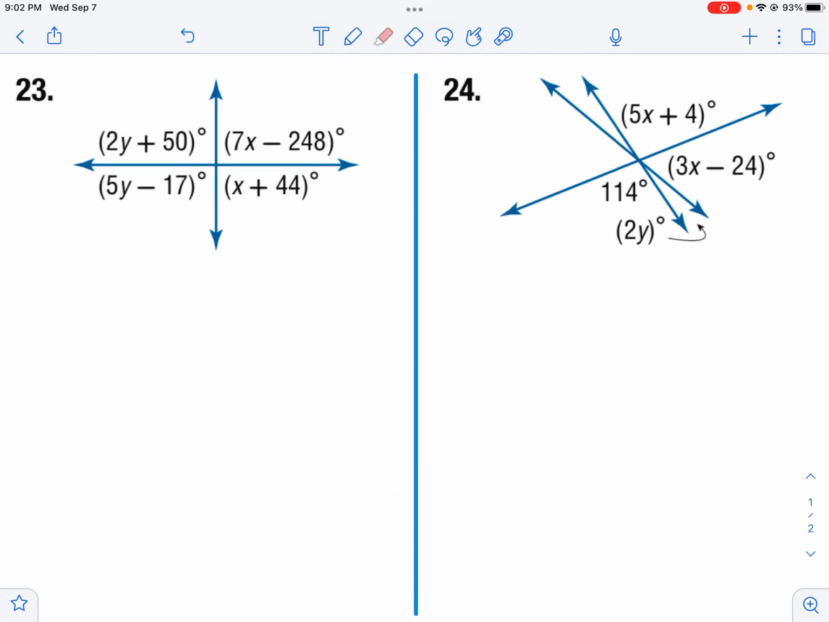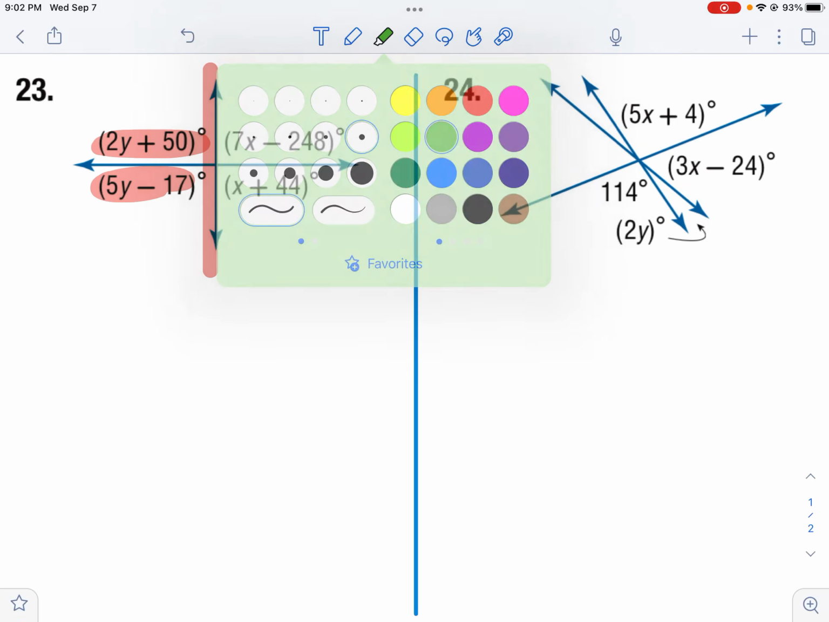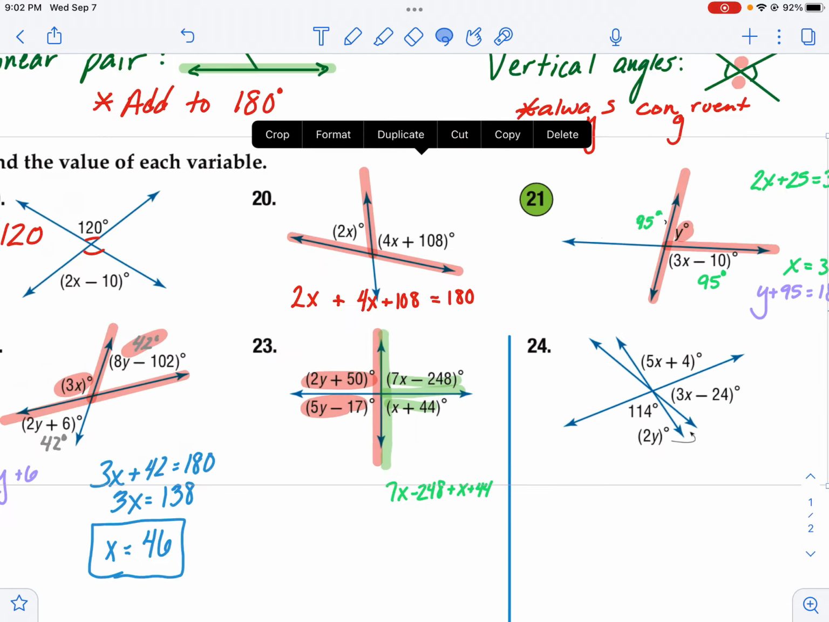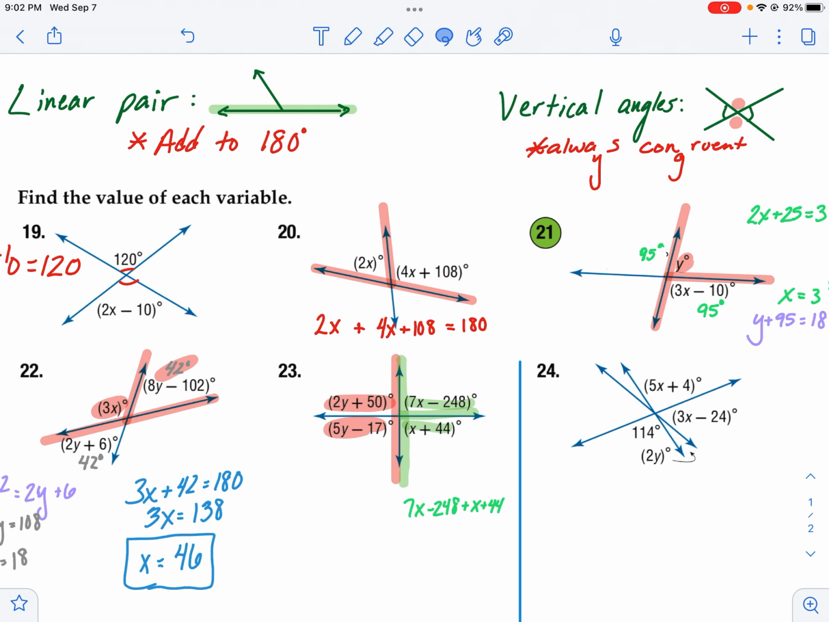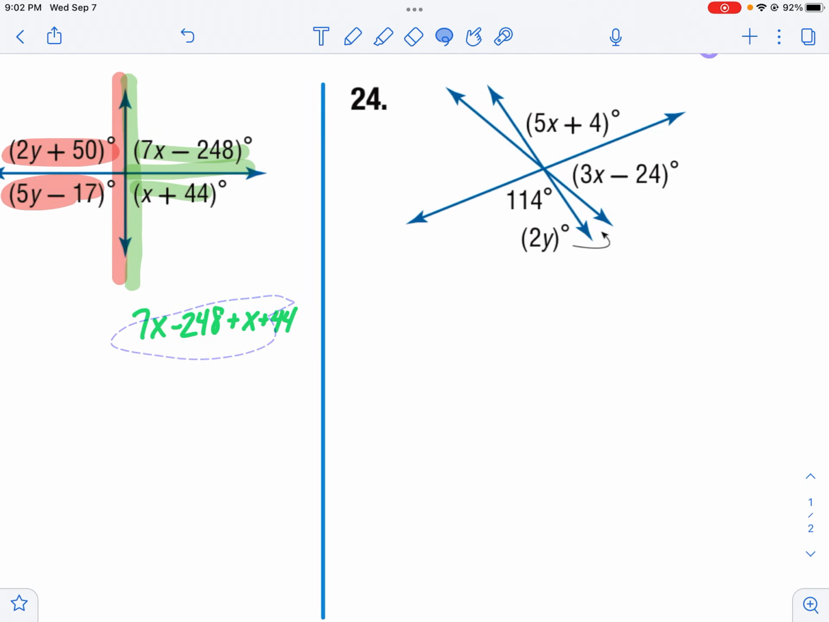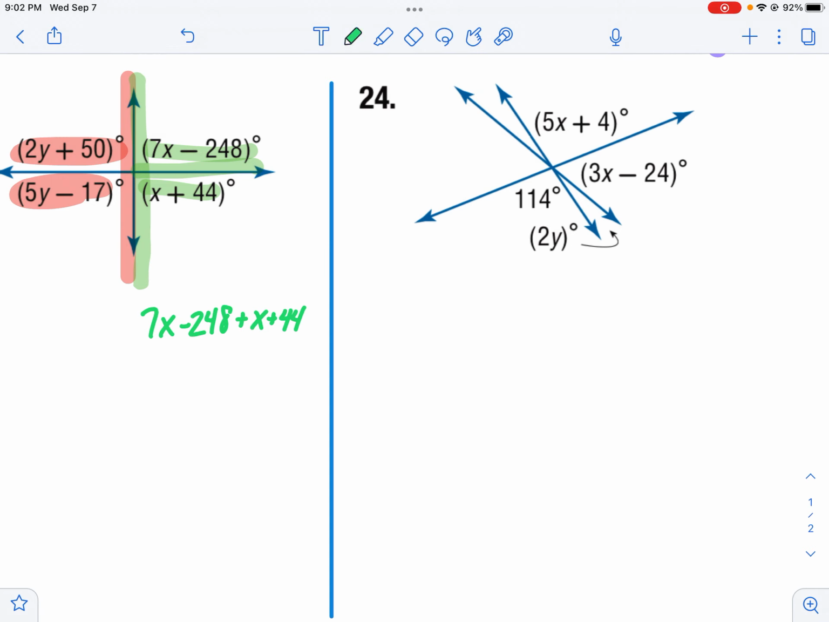What like terms do I see? I see y and y as a linear pair. I see x and x also as a linear pair, which means that if I add up 7x minus 248 and x plus 44, I should get 180 if I were to add these up.